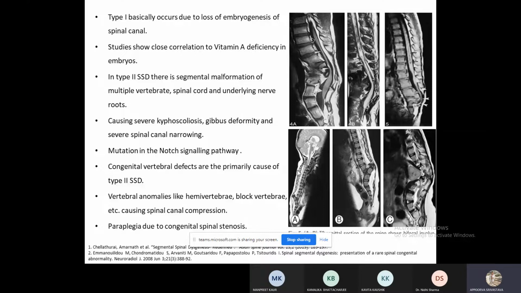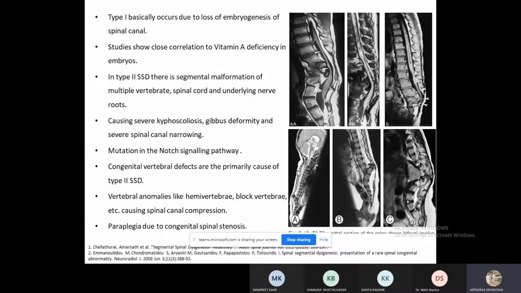Mutation in the Notch signaling pathway. Notch signaling pathway is basically the pathway for working of the gene HOX. This gene HOX is responsible for development and maturation of the neurulation process. When Notch signal and gene HOX are not working in correlation, then abnormalities like caudal regression syndrome and SSD occur.